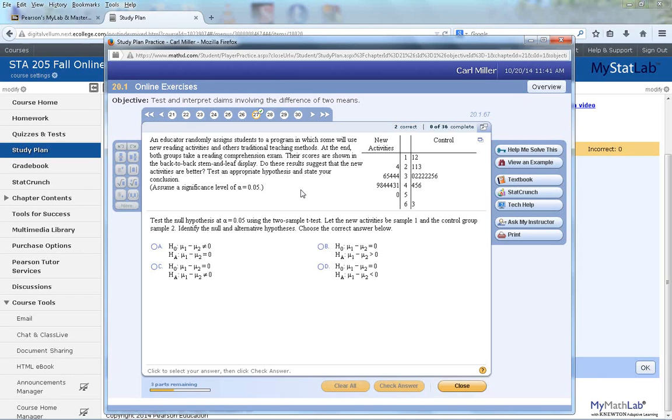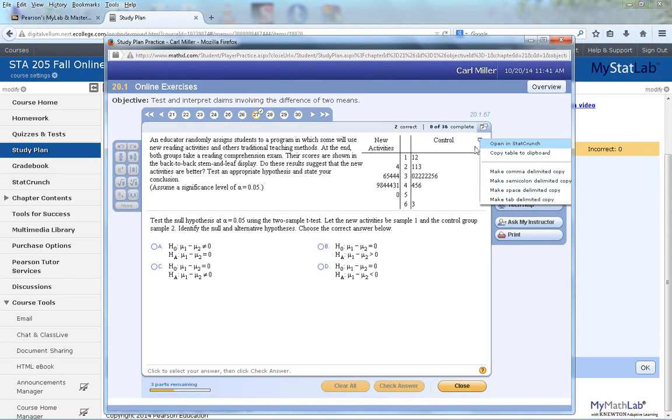And the idea is to see if the scores indicate that the new activities may be better, and if so, then how much better, how much higher on average do they score on this reading comprehension exam.